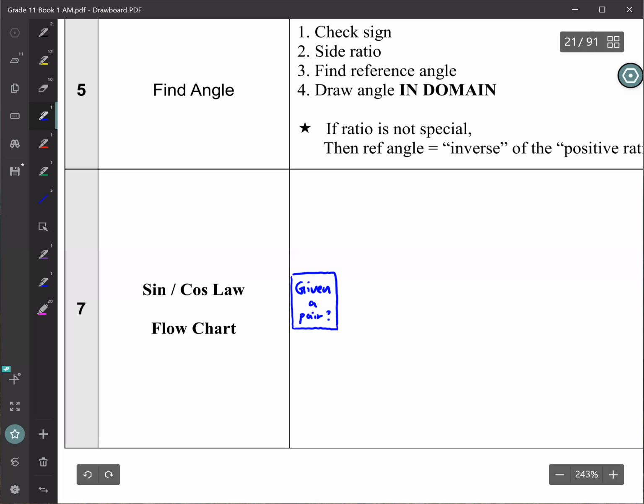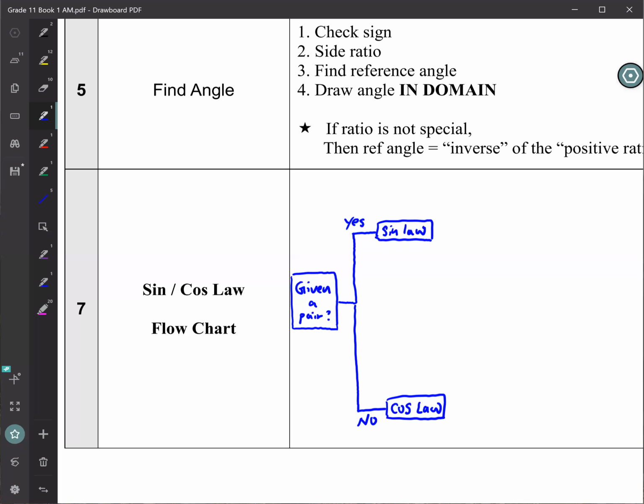So if you are given a pair, if it's yes, then it's sine law. Okay, then you know you need to use sine law, right? Because for sine law you need to have a pair. If you don't have a pair, if it's no, it's cosine law. Okay, that's the very first question. Whenever you get a triangle that doesn't have 90 degrees, you look for pairs.